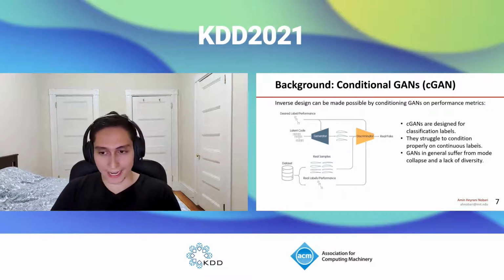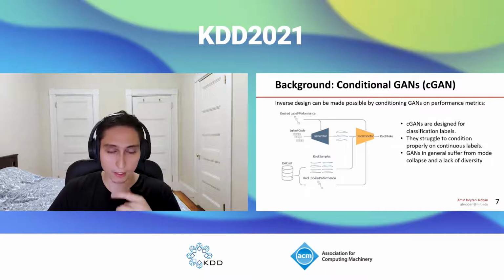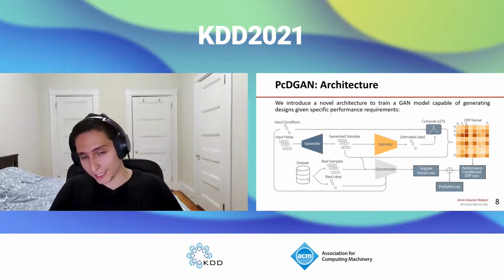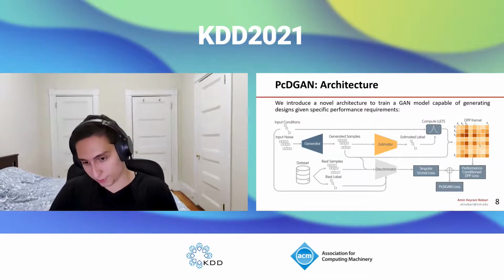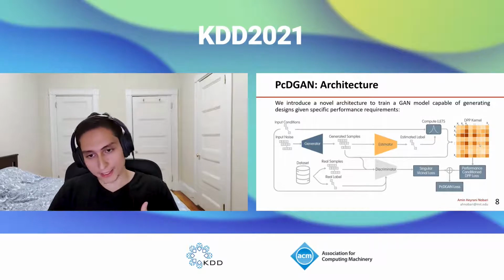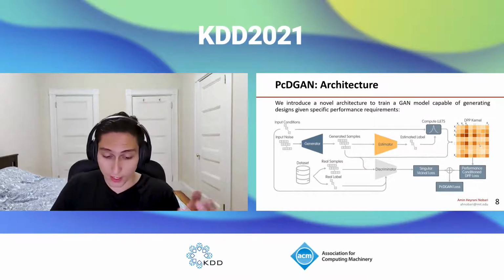And in many cases, GANs suffer from the lack of diversity and mode collapse, which can be problematic for using these approaches for inverse design. So we set out to address all of these problems in our PcDGAN architecture. We changed the architecture of the conditional GAN slightly and add an estimator-based conditioning as well as the conditional generative adversarial network so that they can complement each other and improve conditioning and also deal with continuous labels.